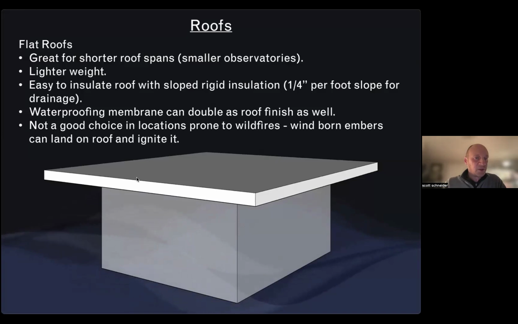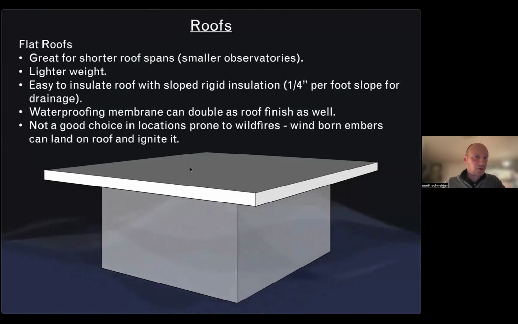They're lighter weight. You have less framing going on in them. You can insulate them in between the joists or rafters. You would just do like a 1/4 inch per foot slope for drainage, and if it's a pretty short span, you'd just be running it in one direction and let the water either go into a metal gutter or just sheet off the side of the roof.